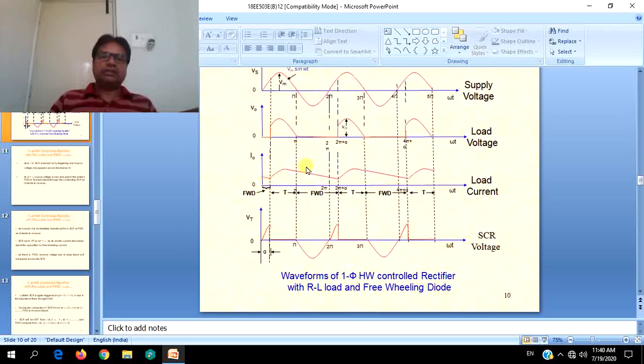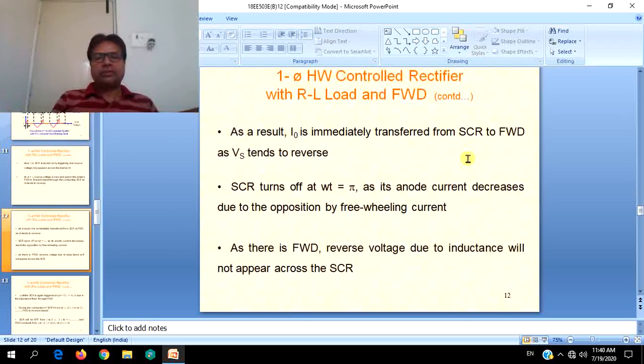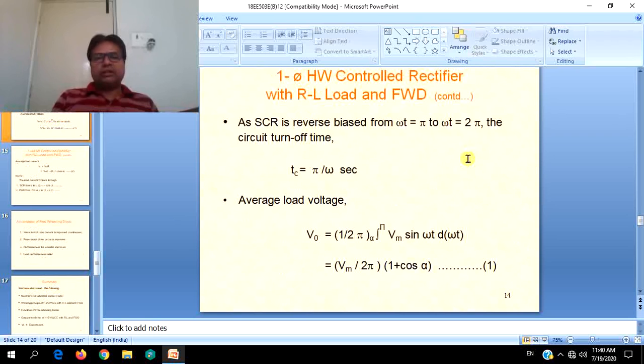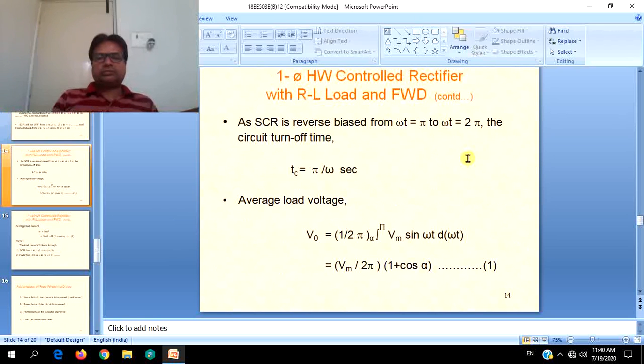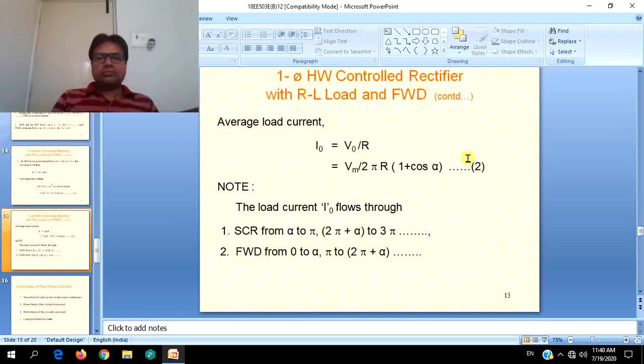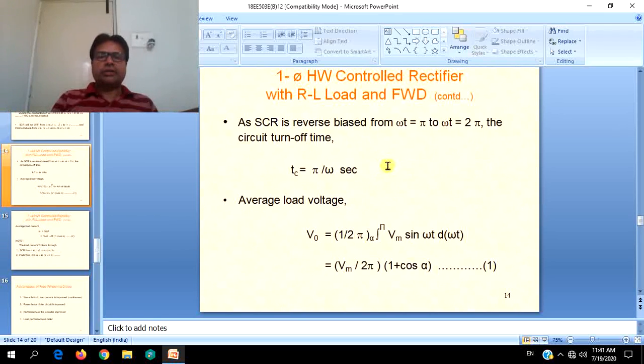continuous. Current is continuous, so we can take the effect of the average DC current as if it were flowing through the resistance or resistive component of the load. That is why only R comes into the picture in the denominator.